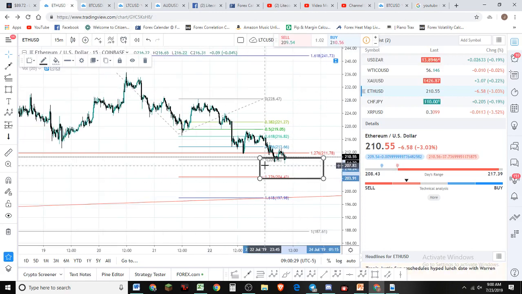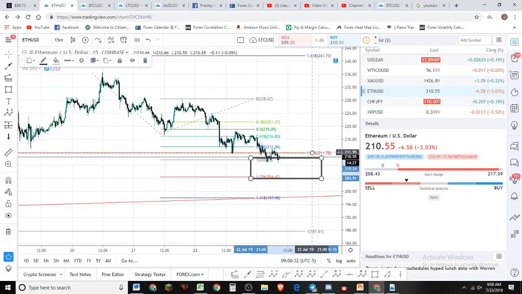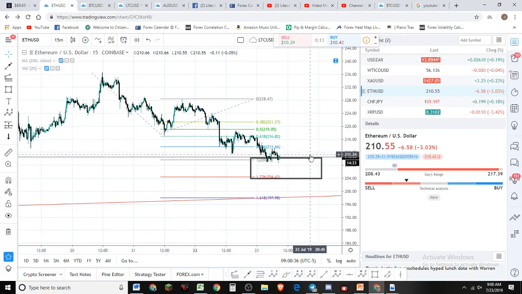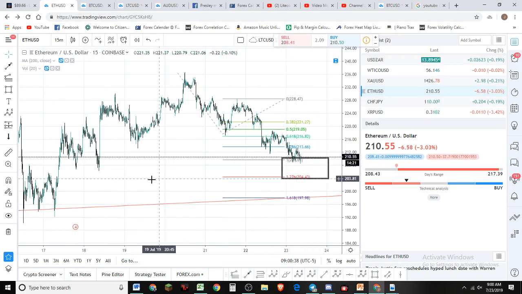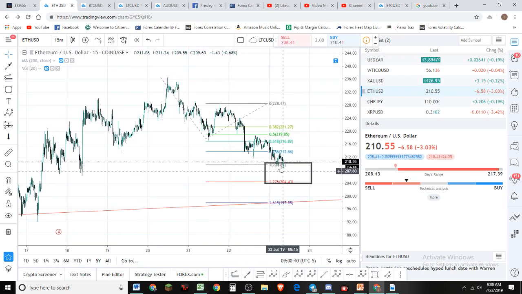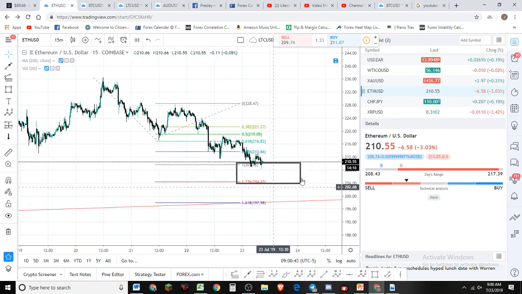And same thing. We've come down and hit... Let's see. Yeah, right there. Let me get that out of the way. We've come down and hit the one-to-one extension here. We have a possibility of going down to the 1276.